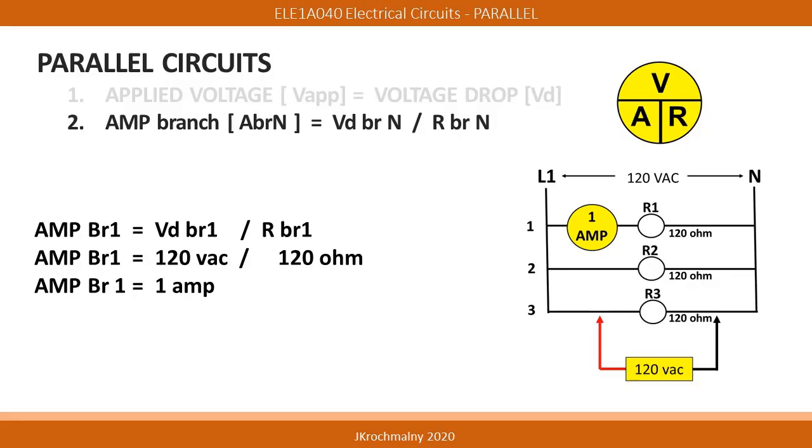The second law of parallel electric circuits states that the branch amperage of a parallel circuit is found by dividing the voltage drop across the branch load by the resistance value of that load.